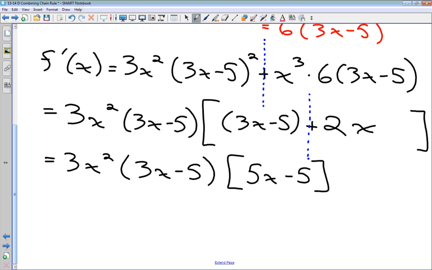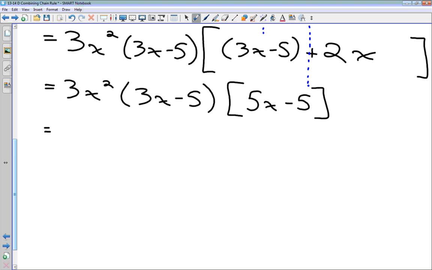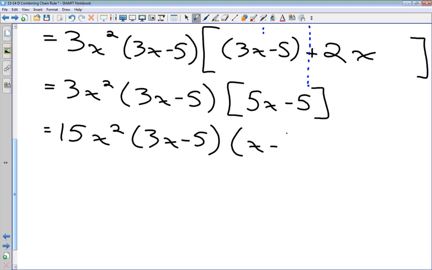But once we've done that, we can see that we can actually factor a little bit more because we've got a 5 that is common to both of these. So if I factor out that 5, that'll give me a 15 out front. So I'll have 15x squared, 3x minus 5, and then x minus 1. Okay? And that would be my final answer.